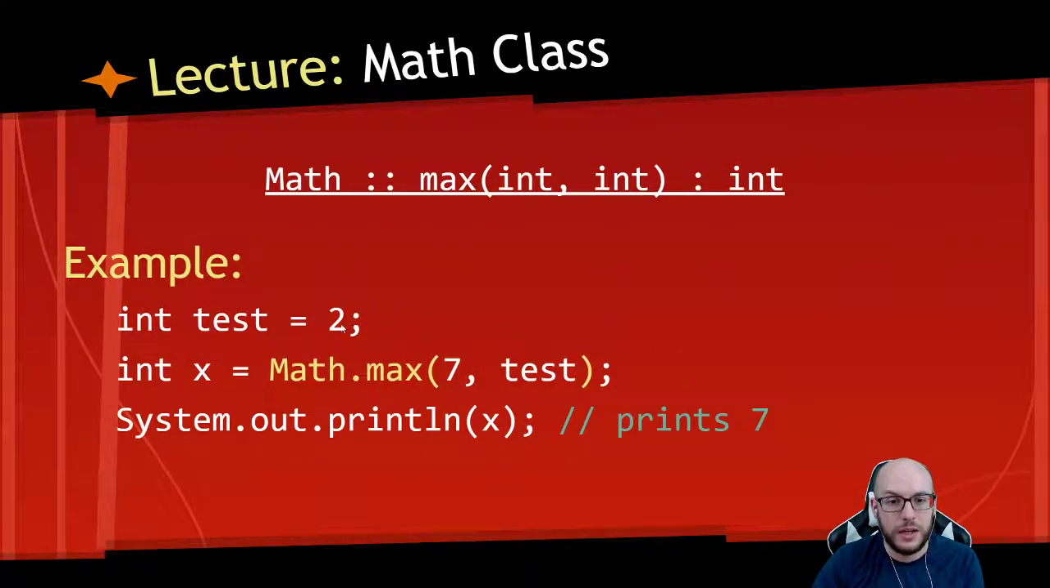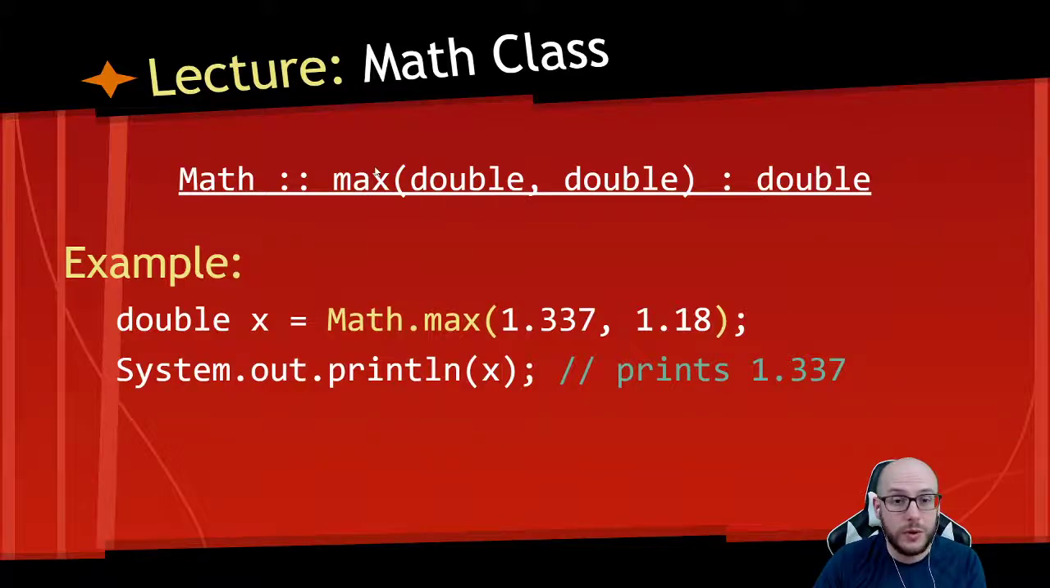Okay, here again, I'm showing that you can mix and match. I'm using the max method. Max is going to give you the larger of 2 integers. And what I'm doing here is I have a number literal 7, and I have test, which is a variable. I want to know what is the larger of 7 and test, which has a value of 2 at this point. Math.max would determine that 7 is the largest, and then save that into x, and that's what we print off here.